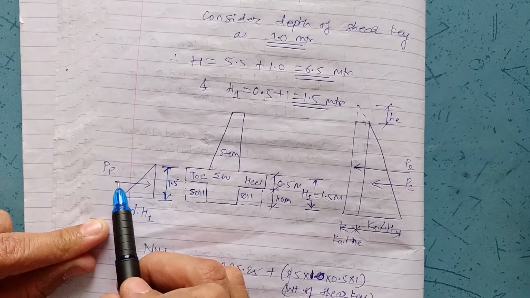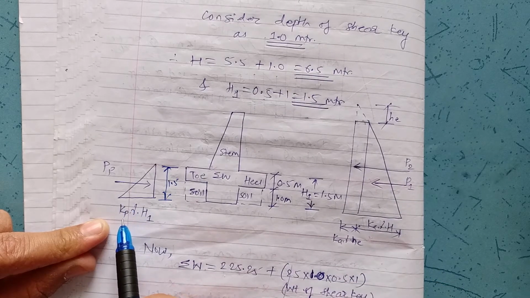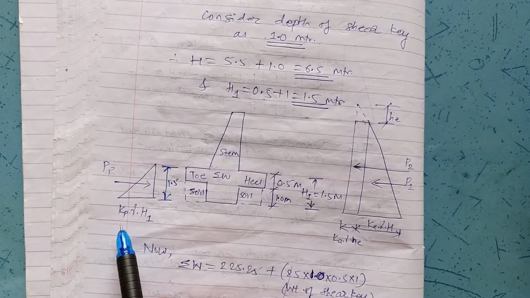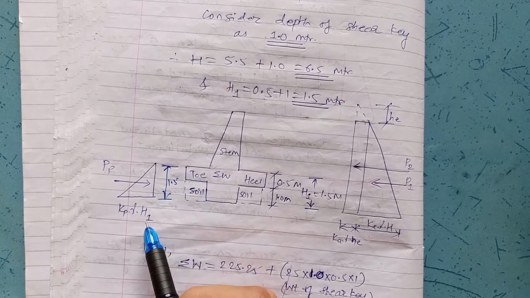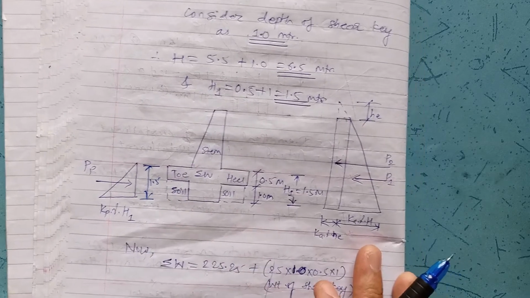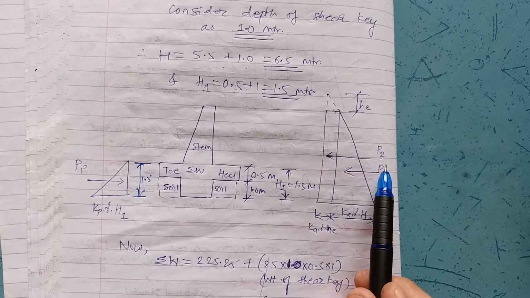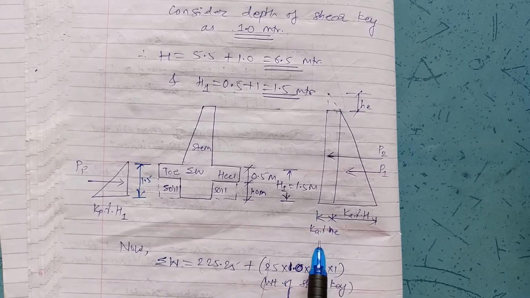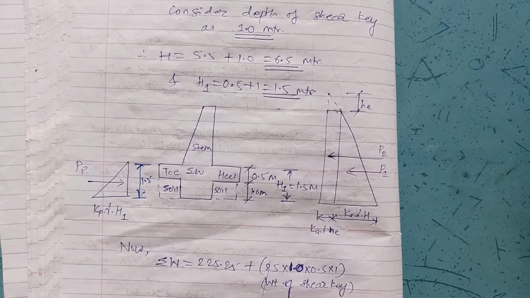This passive pressure will be in the opposite direction in comparison with P1 and P2, and it will be calculated by this triangular pressure diagram, where the base here will be Kp into gamma into H1. Kp is the passive earth pressure coefficient, gamma is the unit weight of soil, and H1 is this height, 0.5 plus 1 meter. And this is the pressure diagram for P1 and P2, the overturning forces or lateral forces leading to the overturning moment. Here the base of this triangular portion is Ka into gamma into H.